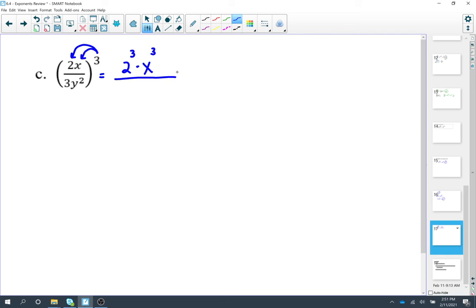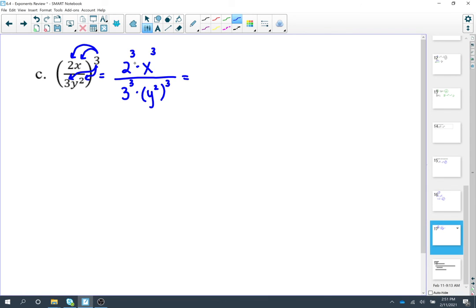You also have to give it to everything in the denominator. So we're going to have 3 to the 3rd power times y squared is all one unit, so we're going to leave that together, to the 3rd power. So everybody got raised to the 3rd power.